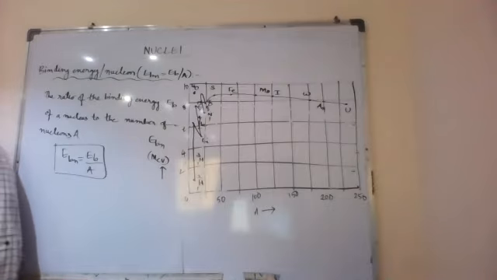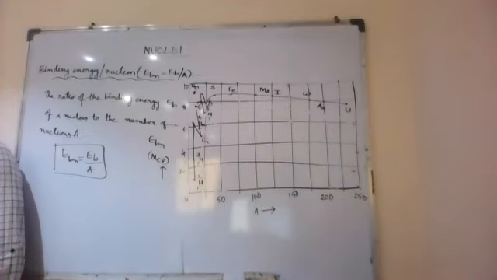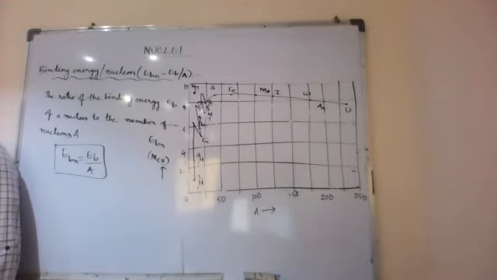And now we have to discuss the behavior of this particular graph. Why is the graph like that, and what is the message which we get from this particular graph?